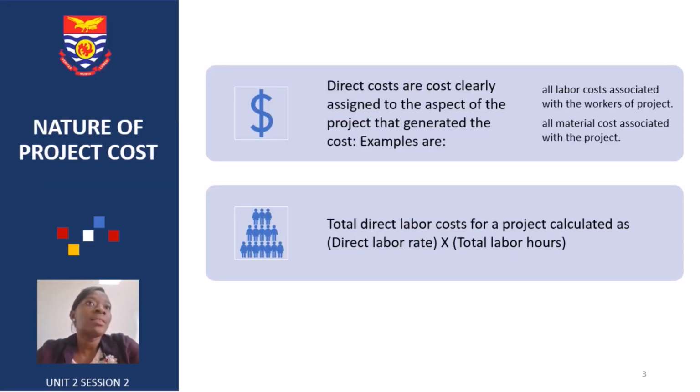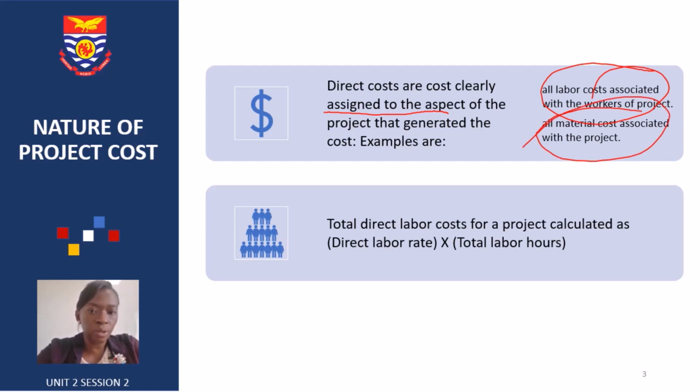So one thing about project cost is that there could be direct cost or there could be indirect cost. That's one key thing to look out for. When it comes to direct costs, these are costs which are clearly assigned to the aspects of the project that are generating the cost. A typical example: all labor costs associated with workers of the project is a direct cost. All material costs associated with the project is a direct cost. So you pay wages, you pay salaries, commissions. These are all direct costs to the project.